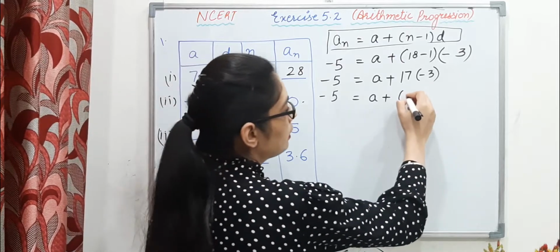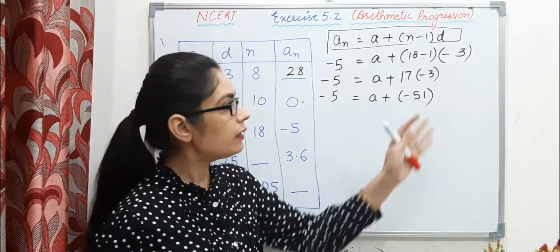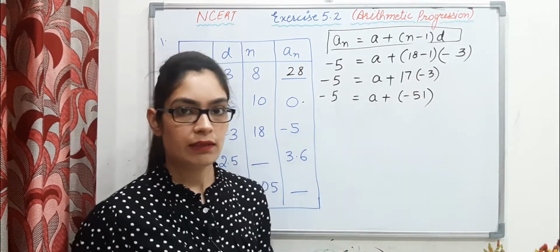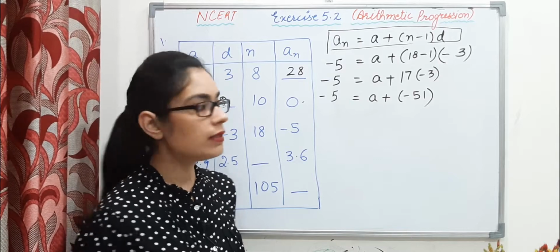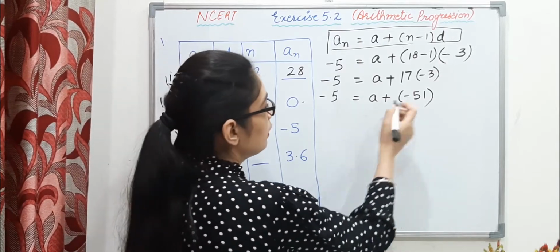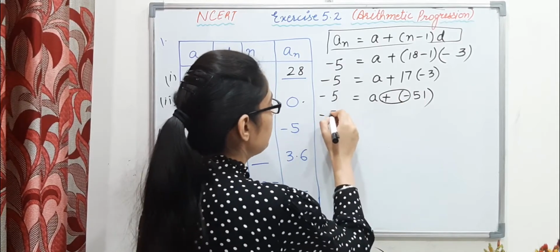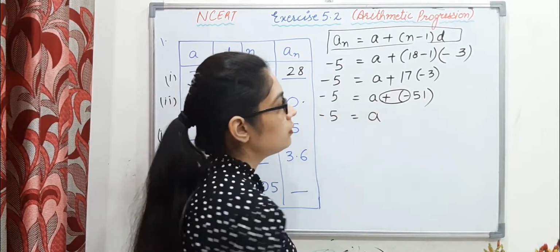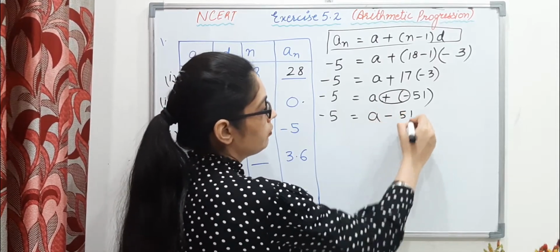17 into minus 3 will be minus 51, because in multiplication, when we multiply any number with a negative number, the answer is also negative. So 17 into minus 3 is minus 51. Now I can see these two signs are together, so first I will make these two signs a single sign. Plus minus is minus, minus 51.